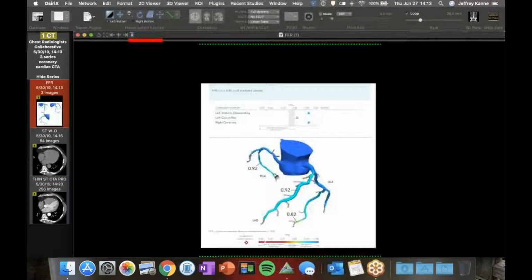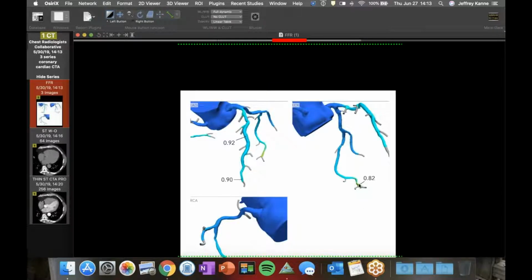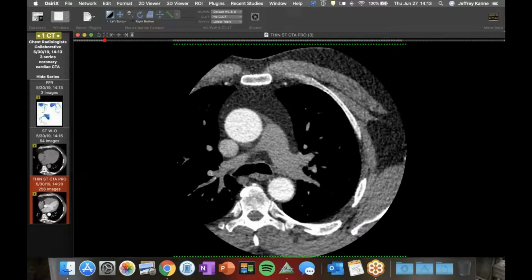And then these are the FFR images here, just to show you anything greater than 0.8 is good flow. And the lesion in question, the distal LAD, was 0.82, so just above the threshold, but everywhere else had good flow. So this was just a discharge with medical management. So there's potential to use this as a triage tool to avoid going to cath.